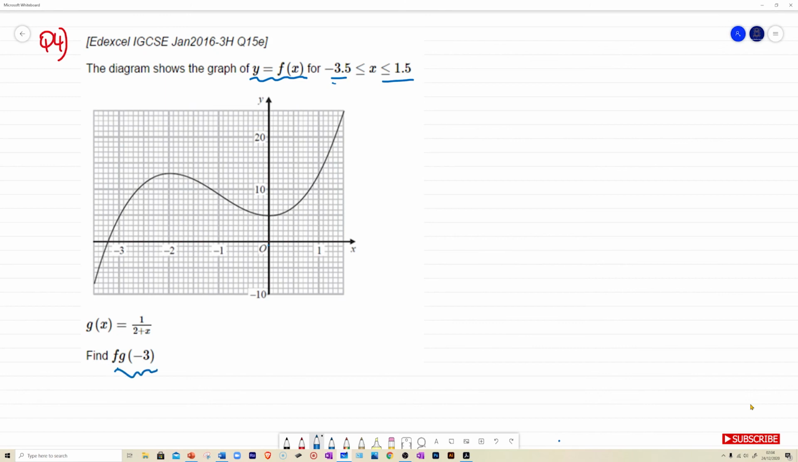Now here, people will start to get confused. So we already know we need to find g of -3, which means we can put here -3 and then find what the value of g x is. So let's do that. G of -3 is going to be equal to 1 over 2 plus -3, which is equal to 1 over -1, which is -1. So g of -3 is equal to -1.